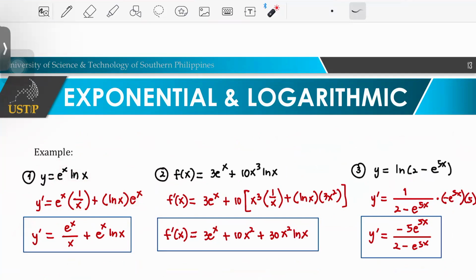We have number 2, 3e to the x plus 10x cubed ln x. So first, it's the same. Get the derivative of this, that is just the same, 3e to the x. Plus 10, we can pull out this 10. And then get the derivative using product rule. So copy x cubed, derivative of ln x, 1 over x. Plus copy ln x, derivative of x cubed, 3x squared. Okay. And then simplify.